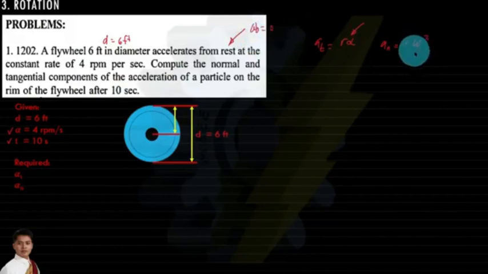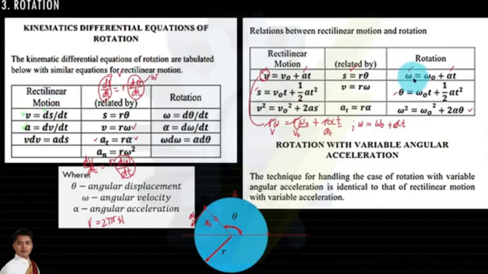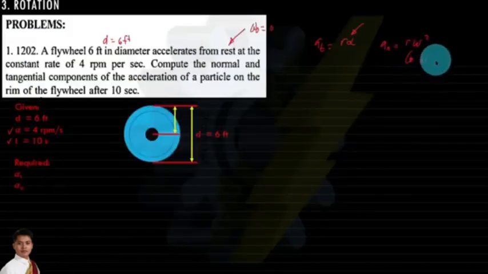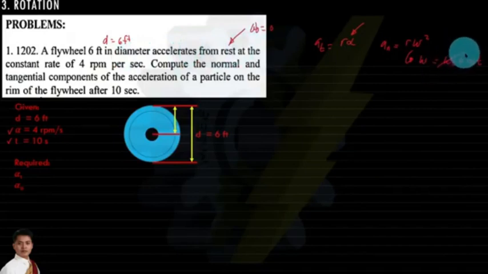So how can we solve now for the final angular velocity? From our equations, we have omega is equal to omega sub O plus alpha t, and omega square is equal to omega sub O square plus 2 alpha theta. Based on the given, we can solve the final angular velocity using omega is equal to omega sub O plus alpha t. It accelerates, meaning alpha is positive and omega sub O is 0. So t is 10 seconds. Let us solve first for the tangential acceleration.